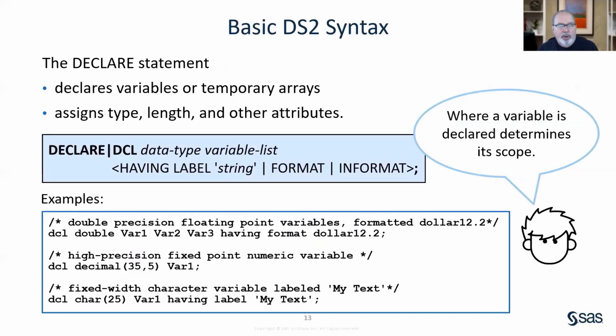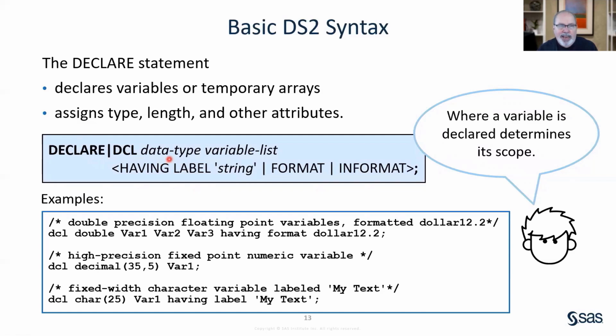So let's take a deeper look at the declare statement. The declare statement allows us to declare variables or temporary arrays. The declare statement assigns a data type, a length, and any other attributes that we care to assign. So you can see that the declare statement can be written out as declare or abbreviated as DCL. Being a man with very fat fingers as far as typing is concerned, I prefer the DCL.